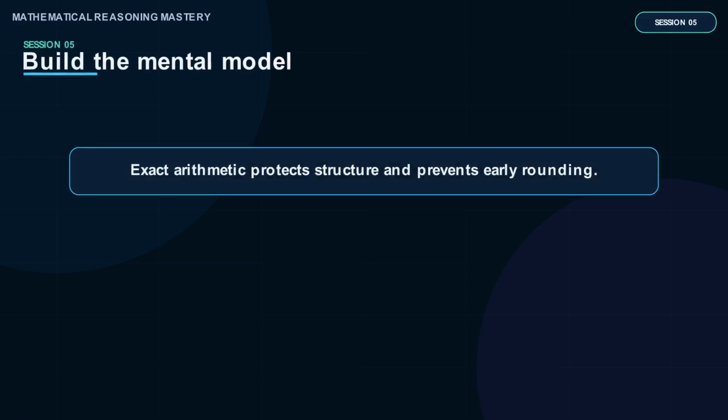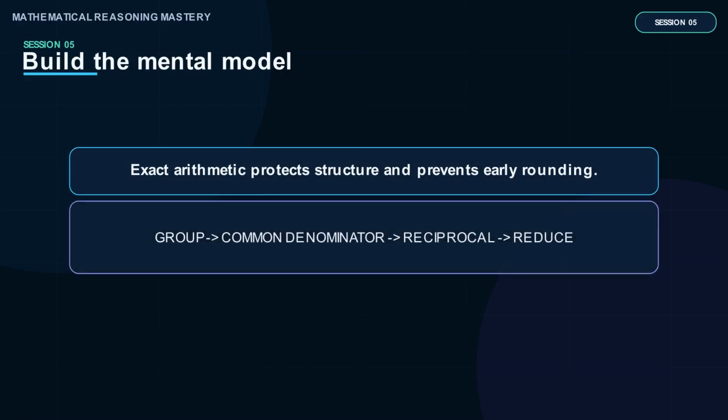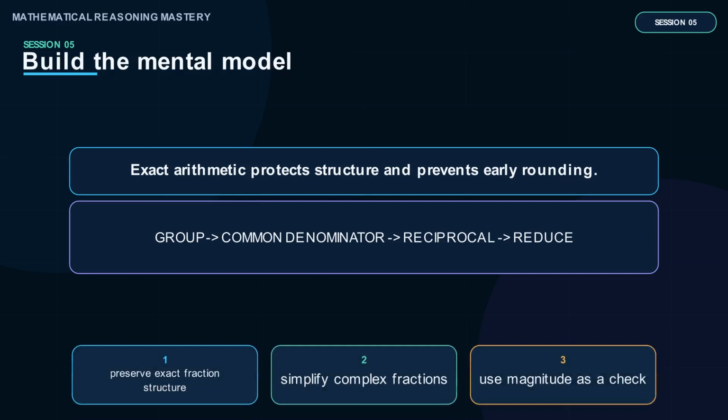Start with this principle. Exact arithmetic protects structure and prevents early rounding. Use this visual structure. Group, then common denominator, then reciprocal, then reduce. Read every symbol and label before calculating. The first goal is to preserve exact fraction structure. Connect it to the second goal. Simplify complex fractions. Correct calculation begins with correct interpretation. When the surface details change, search for the same relationship underneath. Transfer means choosing the structure from evidence rather than waiting for a familiar-looking example.